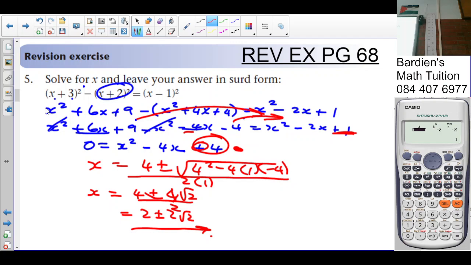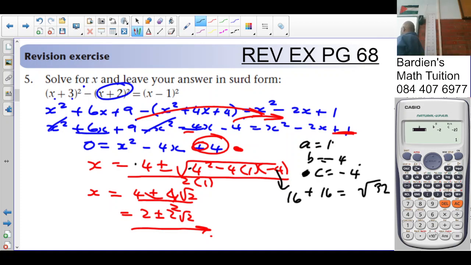Why negative 2? Is my substitution wrong? Is this wrong here? Okay, so my a value is 1, my b value is negative 4, and my c value is negative 4. So it's minus, minus, which gives you plus. A negative squared will always be positive. So it's going to be negative 4 times 1 times negative 4, which gives you 16 plus 16, which is 32. 16 times 2, so it's going to be 4 root 2. That's right.